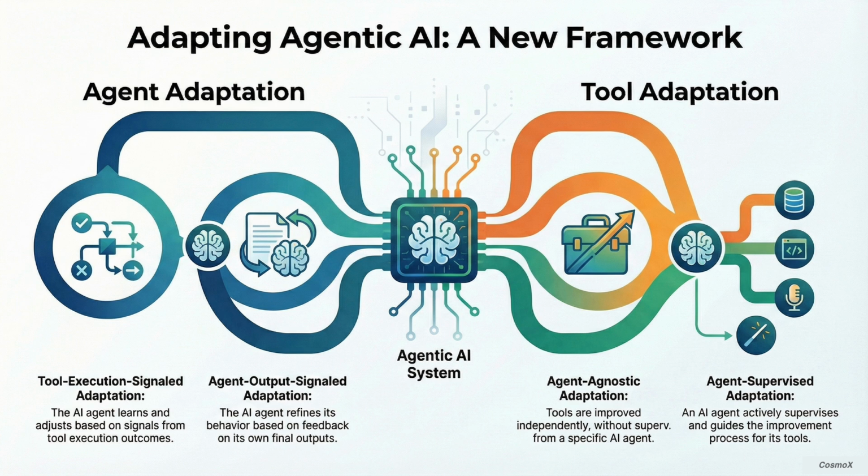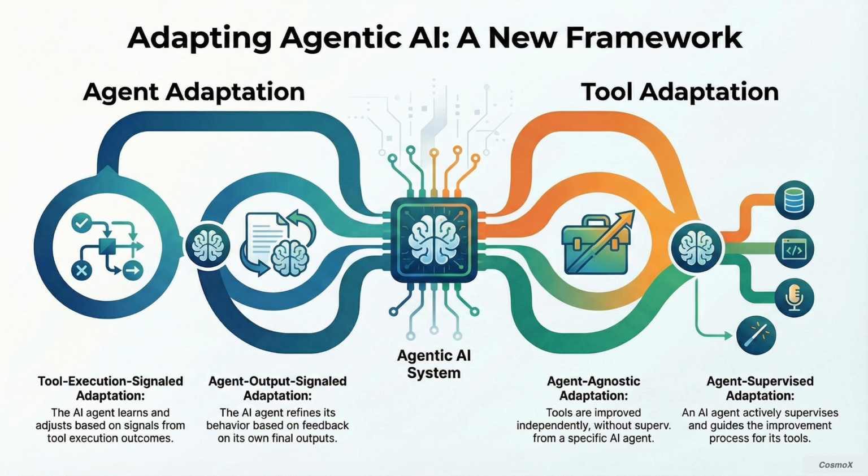The research divides the whole design space into two fundamental pillars. You have agent adaptations on one side and tool adaptations on the other. That alone really helps clarify things. It really does. So let's start with the agent. That's where the intelligence is supposed to be, right? The paper categorizes how the agent learns based on the signal that triggers the change.